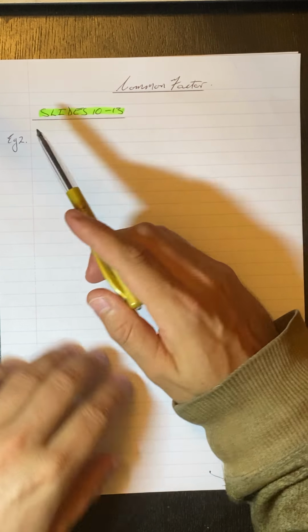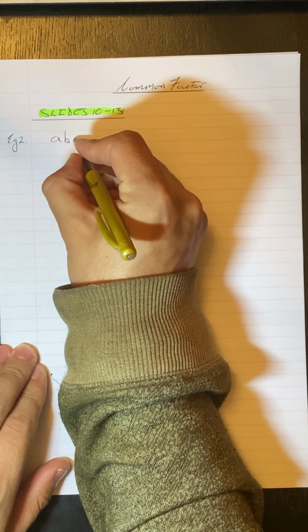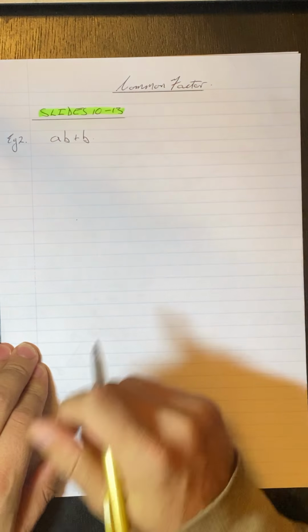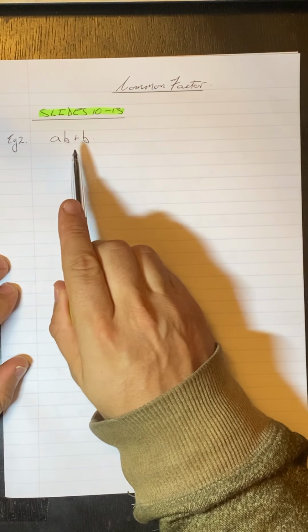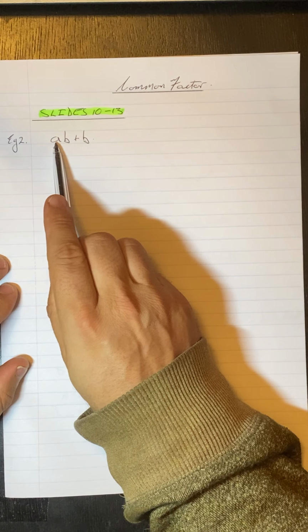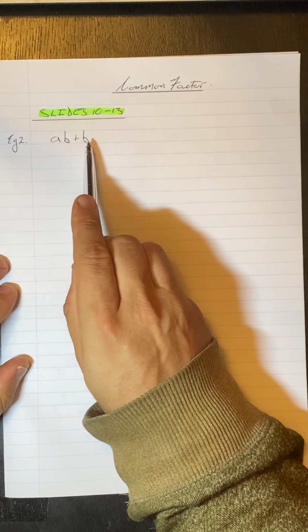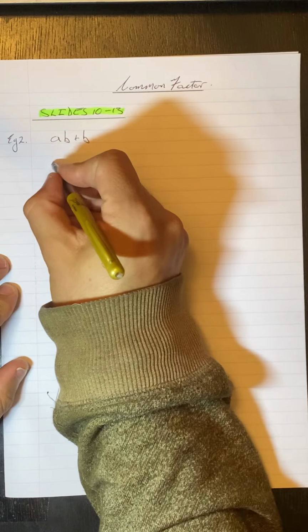It starts with example 2. So if we just write it down here, the question is factorize. Because we're dealing with a common factor, we need to find out what is common with all the terms. If we have a look here, our first term has AB, our second term has B. We can see that B is common.